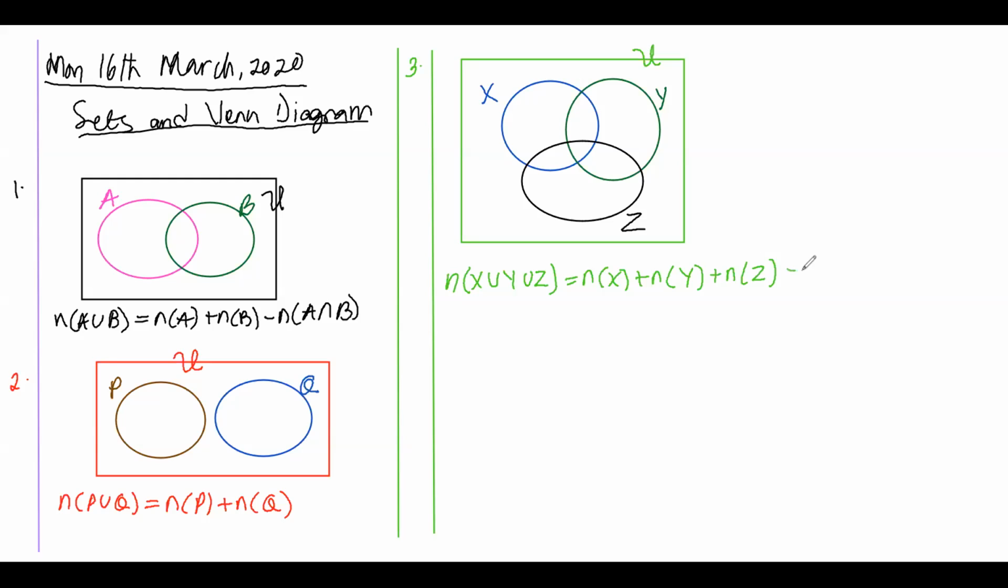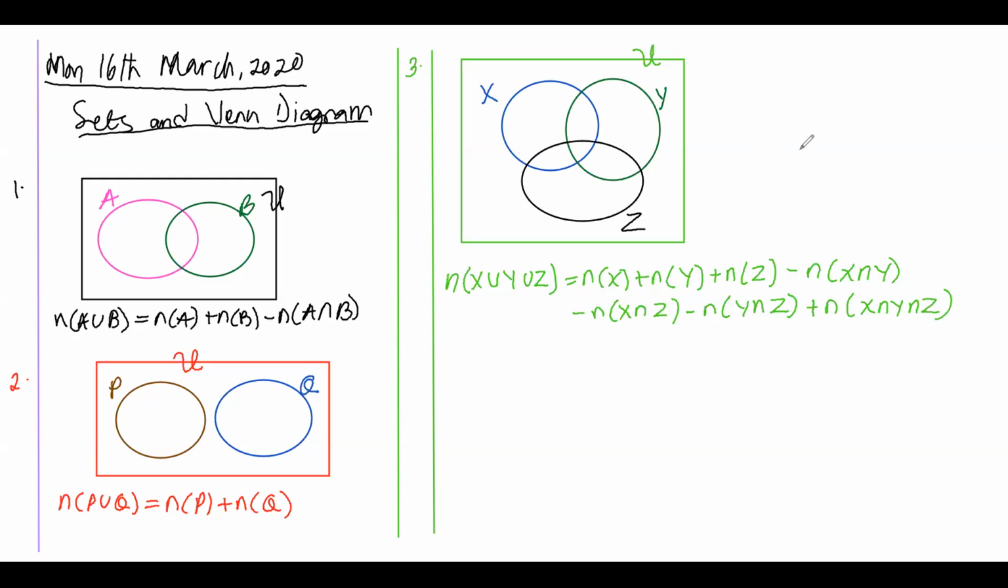Minus cardinality of X intersection Y, minus cardinality of X intersection Z, minus cardinality of Y intersection Z, and then minus cardinality of X intersection Y intersection Z. Sorry, wrong order. Does everybody agree with this? Mr. Daniel, I think the last one should be plus. Yes, well done. He recalled 99% of the whole thing. The last one should be plus.